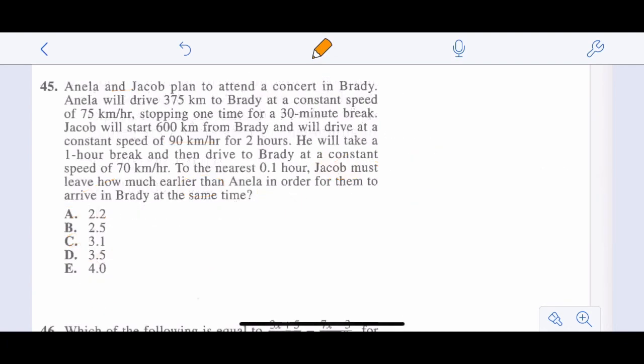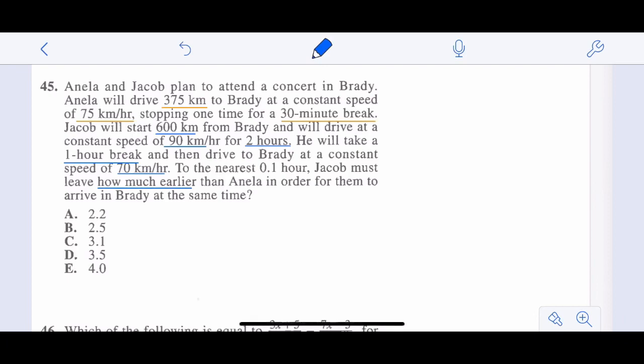Amelia and Jacob plan to attend a concert in Brady. Amelia will drive 375 kilometers to Brady at a constant speed of 75 kilometers an hour, stopping one time for a 30-minute break. Okay, so that's Amelia. I'm going to change colors for Jacob. Jacob will start at 600 kilometers from Brady and will drive at a constant speed of 90 kilometers an hour for 2 hours. He will take a 1 hour break and then drive to Brady at a constant speed of 70 kilometers an hour. To the nearest 0.1 hour, Jacob must leave how much earlier than Amelia?